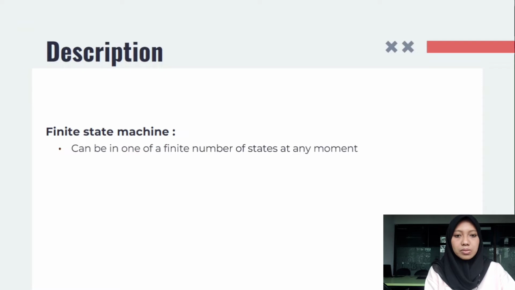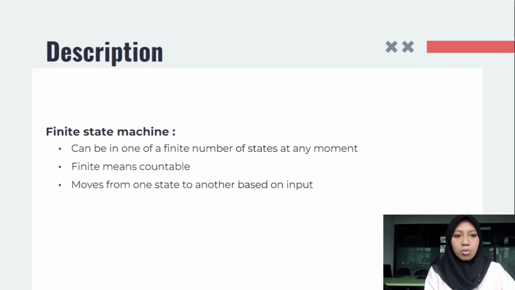Description: a finite state machine can be in one of a finite number of states at any moment. It means countable. Infinite is uncountable, so finite means countable. A finite state machine moves from one state to another based on input. So you can have a number of different states. A finite state machine might just take an input, so it can produce an output.